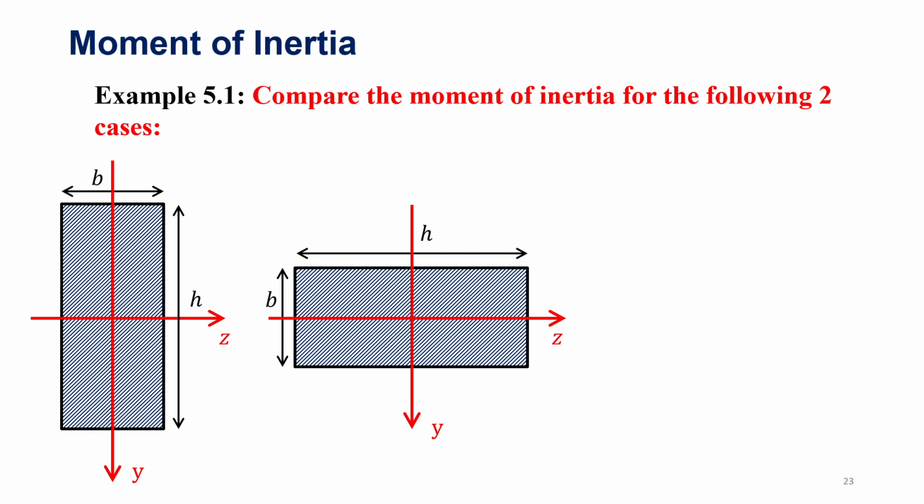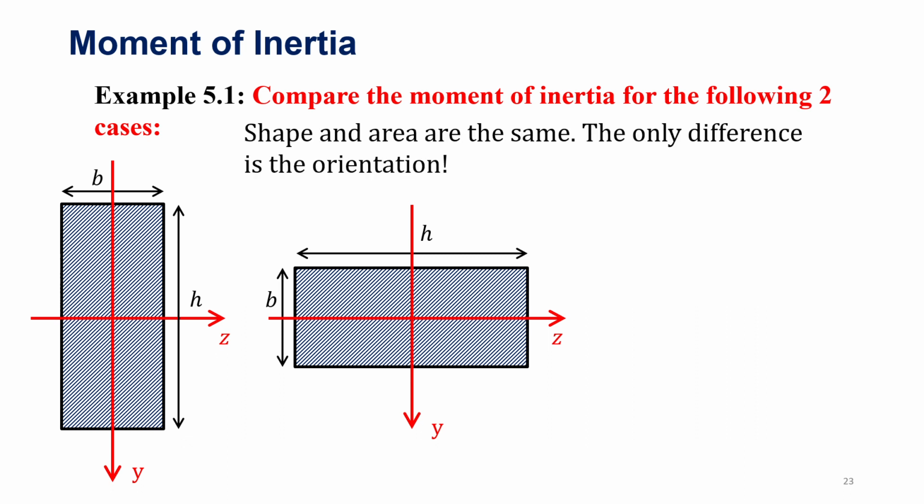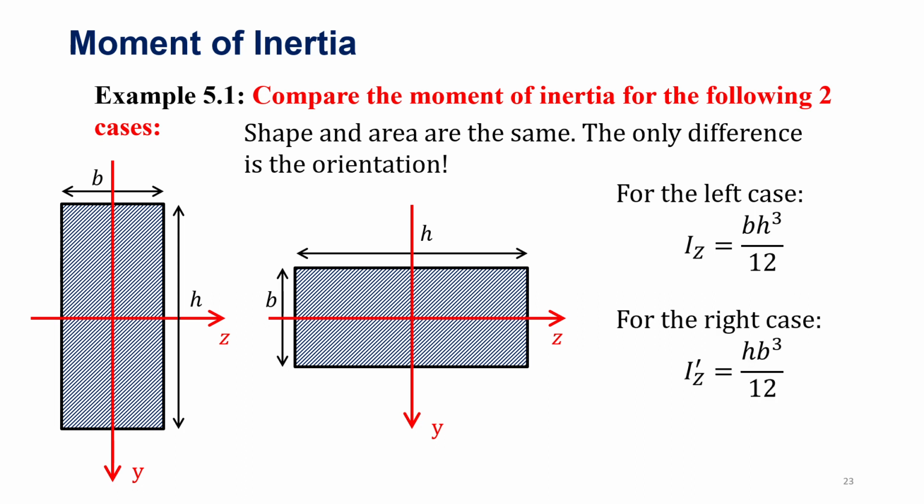If we compare the moment of inertia for the same cross section but in different orientations, for example, I put two rectangular cross sections here, one vertical and one horizontal. We note that these shapes and areas are totally the same; the only difference is the orientation. For the left case, in the previous example, we got that the moment of inertia Iz equals bh cubed over 12. For the right case, we can just switch h and b. We get a similar result, but it is h times b cubed over 12.